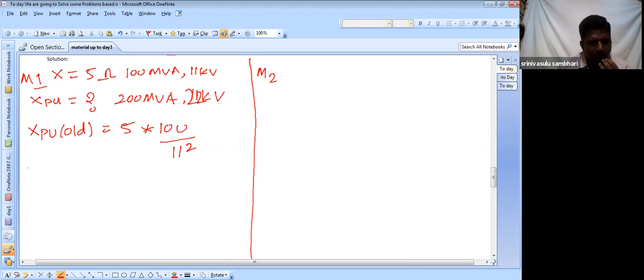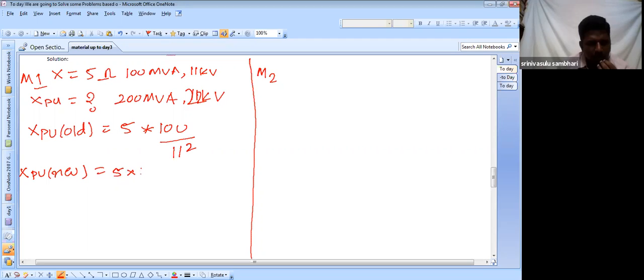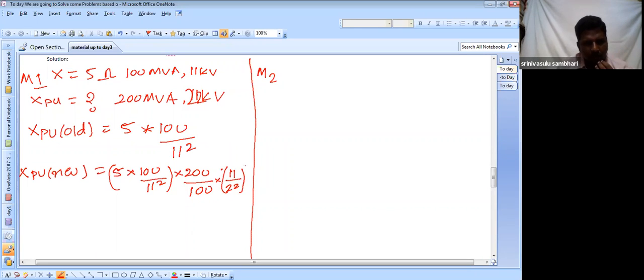Next, I want to find the new X per unit. The formula: X per unit new equals X per unit old, which is 4.13, times new base MVA by old base MVA, times old kV square by new kV square. The calculation will get cancelled. New base MVA is 200, old base MVA is 100, old kV is 11, new kV is 22. Now the 11 square cancels.